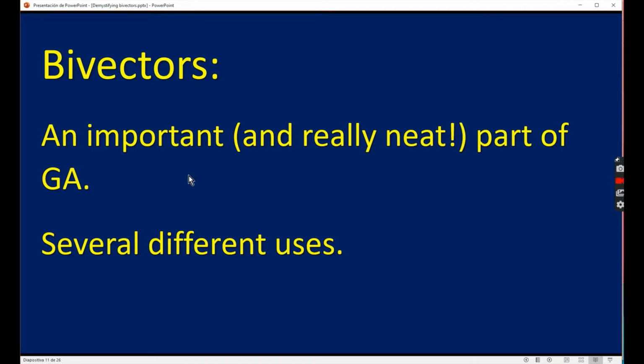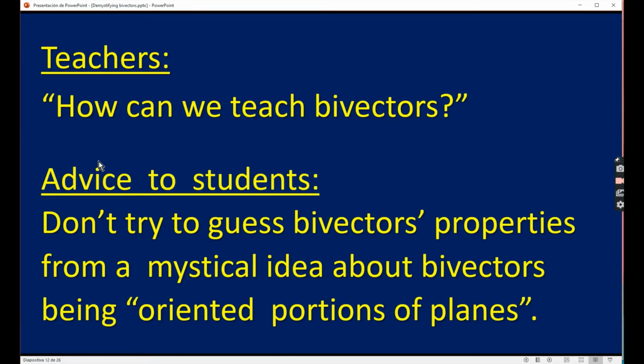Bivectors are an important and really neat part of GA, and they have several different uses. The teachers will want to know how they can teach this subject, and the advice I'd give to students, and of course to teachers to pass along to students, is to not try to guess bivectors' properties from a mystical idea about bivectors being oriented portions of planes.